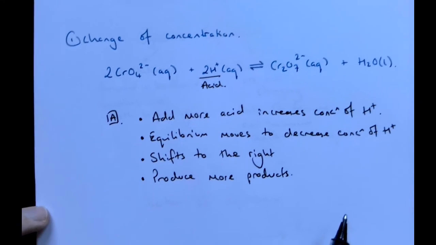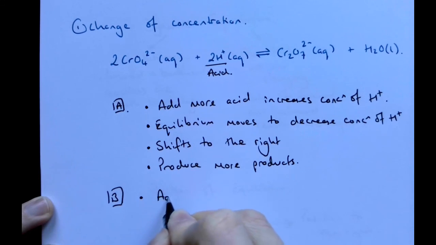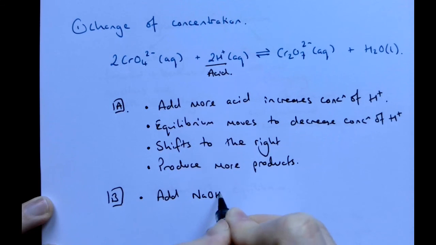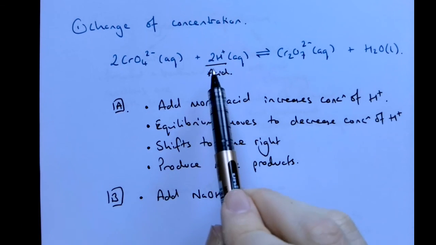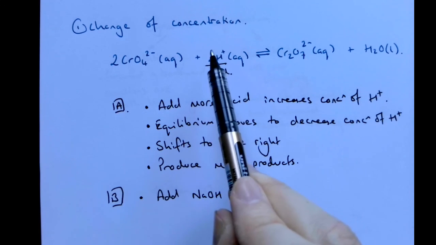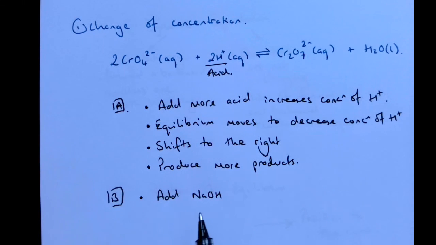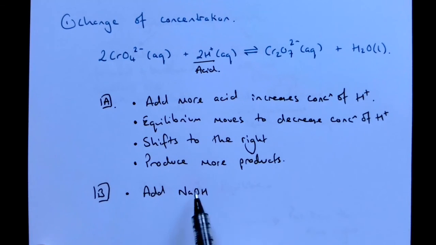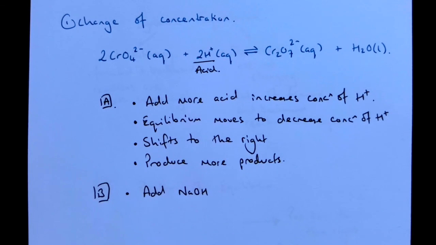So for B, the second one, I want you now to think about what happens if I add NaOH. Sodium hydroxide is an alkali. What that's going to do is react with the acid, so it's going to remove the acid from the equilibrium mixture. If I remove acid from the equilibrium mixture because it's reacting with my hydroxide, what effect will that have on the position of equilibrium and the quantities of products? Have a go at that.